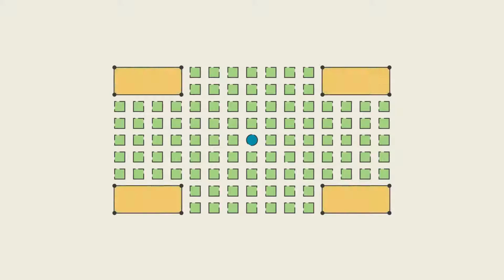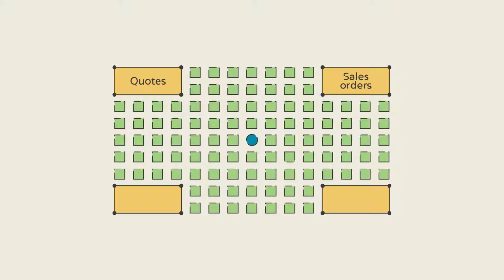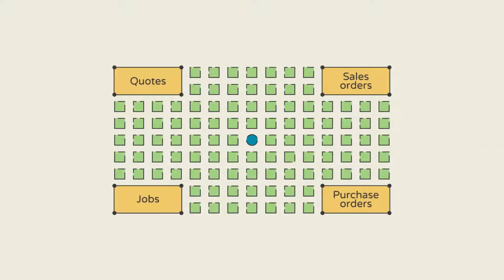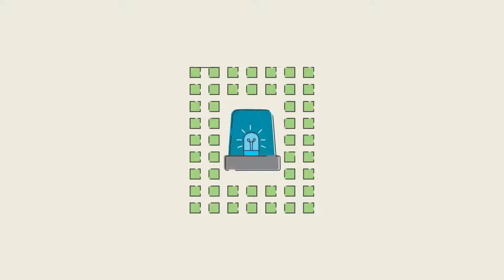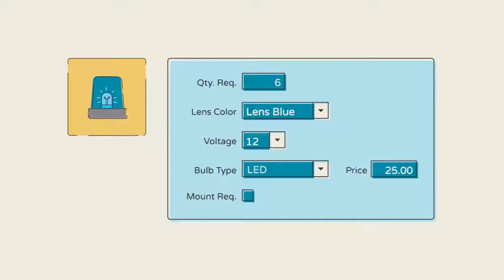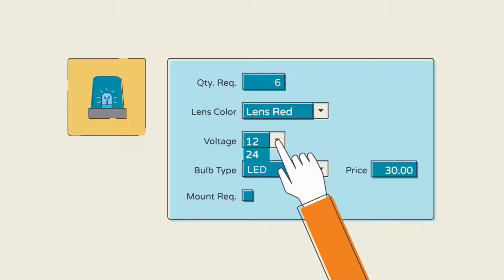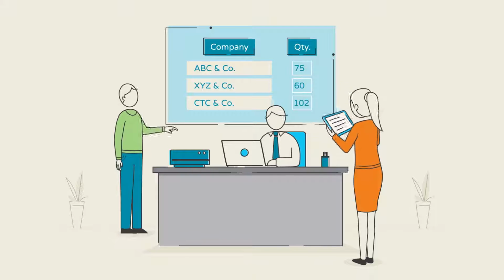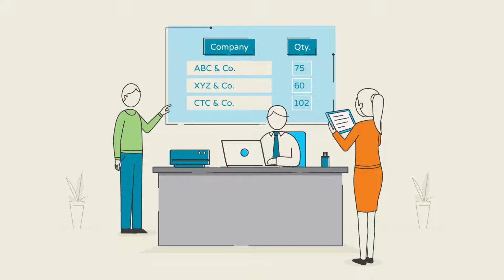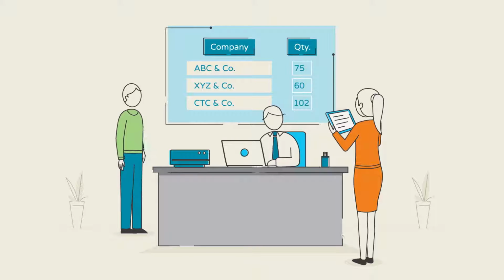This powerful tool helps you create quotes, sales orders, jobs, and purchase orders for a variety of products. The Epicor Product Configurator has built-in logic that can restrict certain options or auto-populate fields based on your previous selections. With this logic, you can speed up order processing and apply best practices that ensure your staff is pricing and selling configurations that can actually be built.